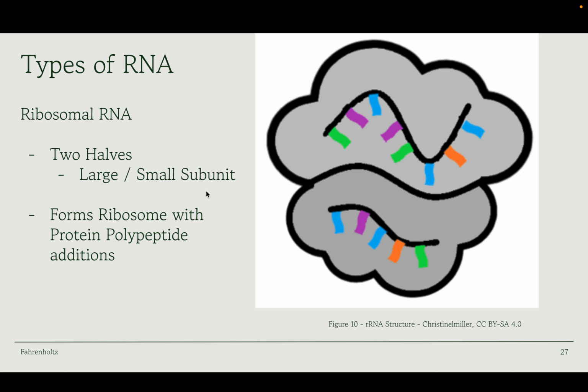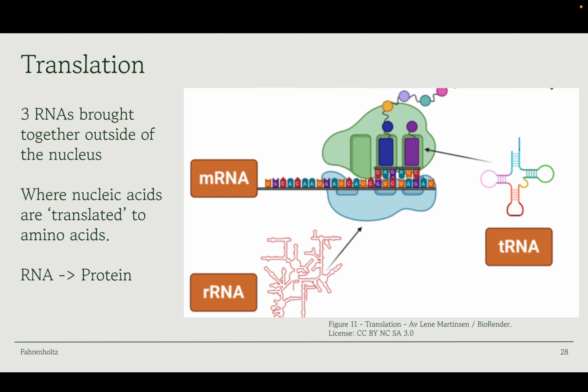The final type of RNA that's important for us is the rRNA, or ribosomal RNA. There's two different halves, the large subunit and then the small subunit, and they work together with protein polypeptides to form a ribosome. And that is ultimately the destination for the mRNA that will then lead to the next step called translation. So after transcription, the next step is translation, or protein synthesis.